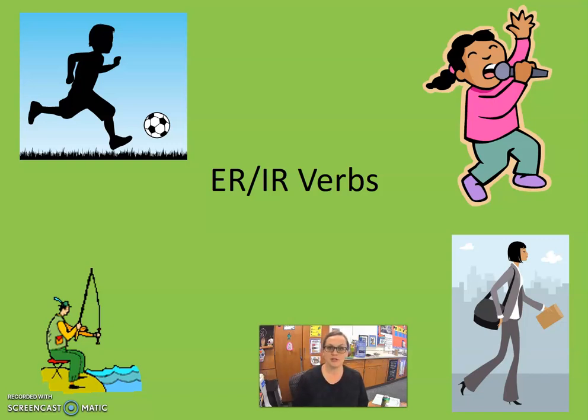And after we finish writing down our verb endings, we are going to go through a bunch of ER/IR verbs that you are going to learn today. And you're going to take those notes on the sheet that I gave you on Friday. Okay, so please turn to your endings sheet so we can get started.